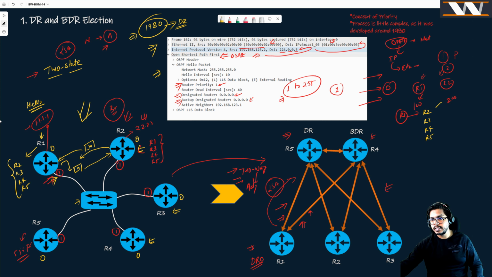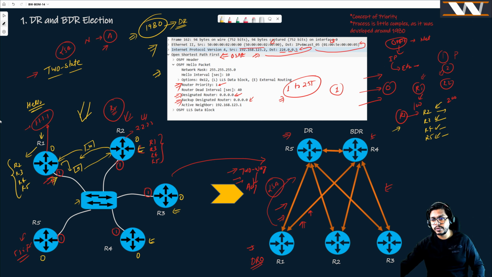Everybody is going to send the hello messages, right? And inside these hello messages, everybody is writing that nobody knows who is the designated router, who is the backup designated router. So how does R1 come to know about who is the DR? So it starts the process of DR BDR election, and it starts looking into the hello message from every other neighbor. Means it starts looking in hello messages of R2, R3 and R4.